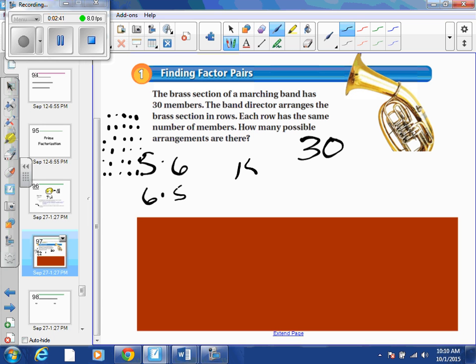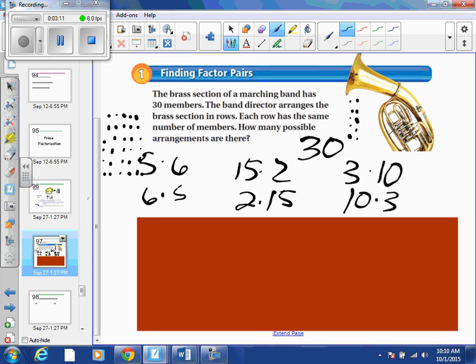She could also organize her band in 15 rows with 2 in each row. That would be a really long, skinny marching band. I'm not going to write it all out, but you'd have to do that 15 times. Or she could have a really wide marching band that has to spill over onto the sidewalks and put 2 rows with 15 people in each row. She could do 3 people in each row and have 10 rows, or 10 people in each row and do 3 rows. So she has many options. She could even do 1 person in each row and have 30 rows, or 30 people all in 1 row.